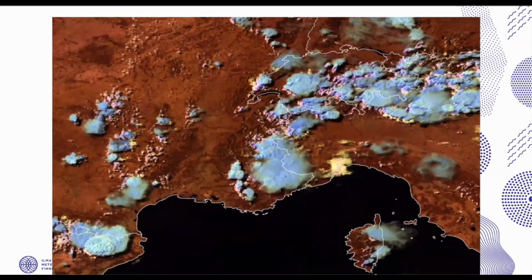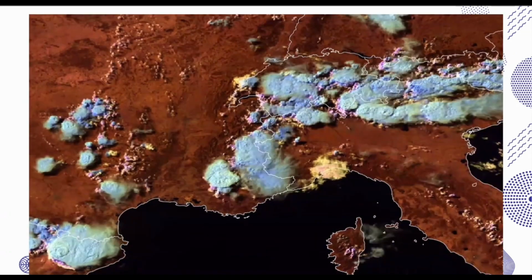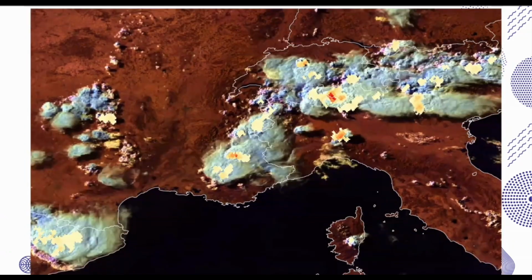So this can be a very good product to use when you are looking for nowcasting of convective clouds. You can really see the structure in the cloud tops, how it looks, and it gets more cyan. So then we have more small ice particles, which indicates strong updrafts. And then for the last one at 17 UTC, I also put up the lightning imager, where you can see the flashes.